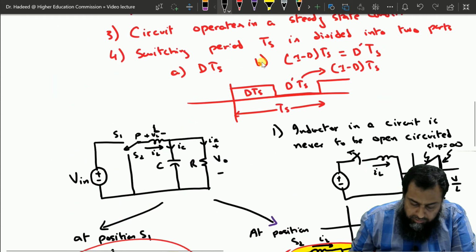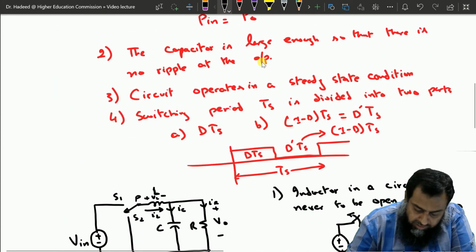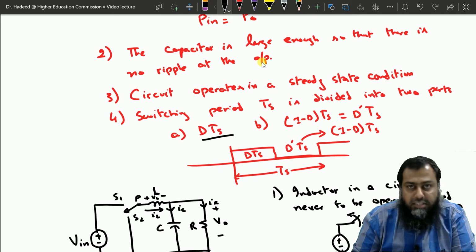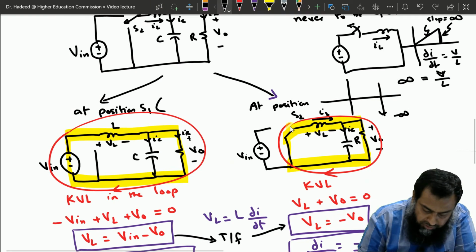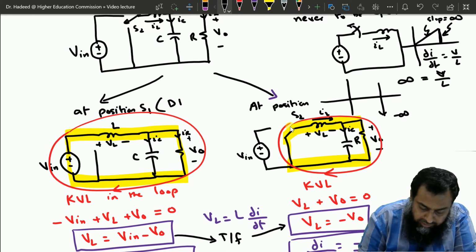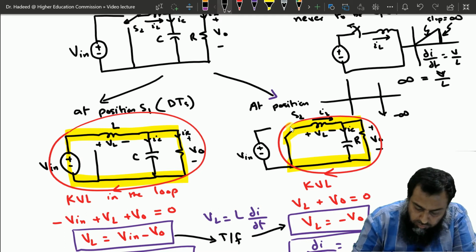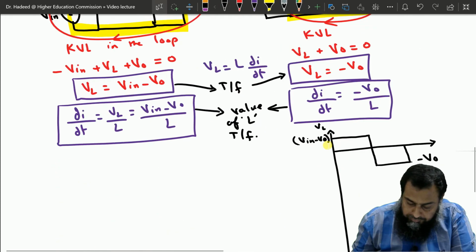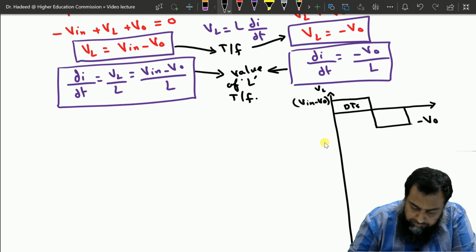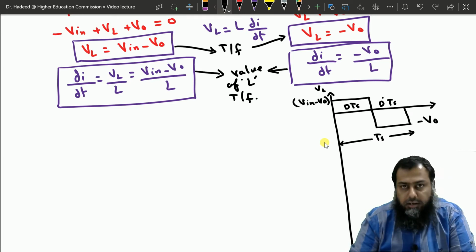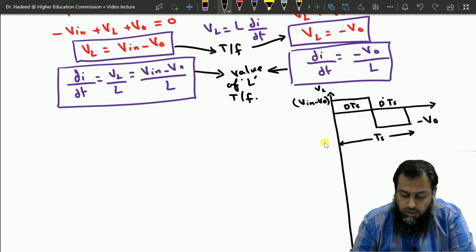Since we have claimed that the switching period Ts is divided into two parts, dTs and d' Ts, let us say that at switch position number S1, this one is dTs, and at this position S2, this position is d' Ts. So this equals dTs, and this is equal to d' Ts, and this whole cycle is one switching cycle of our circuit.